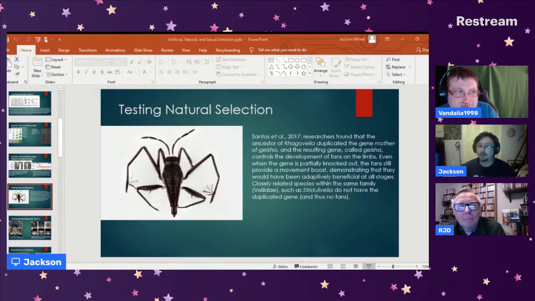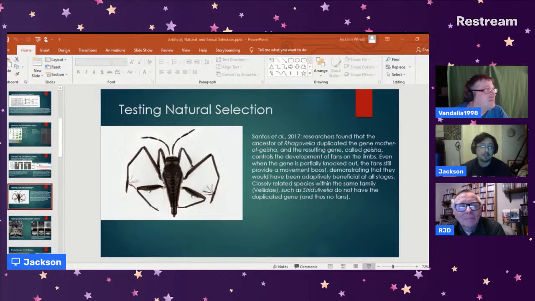So, that's what brings us here. With this example, this little bug is called a water strider, and there's a bunch of water striders. The genus is Ragavalia. Now, the cool thing about Ragavalia is it also had a duplicated gene. Its gene called Mother of Geisha was duplicated, and the duplicated version is called Geisha.